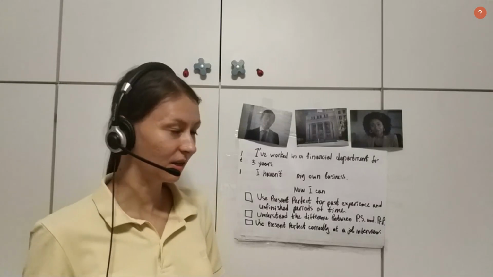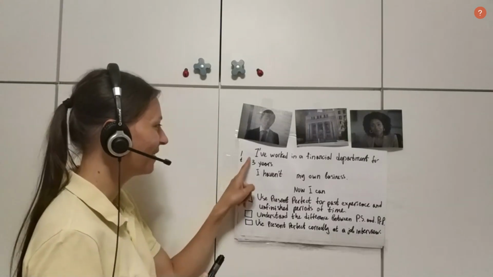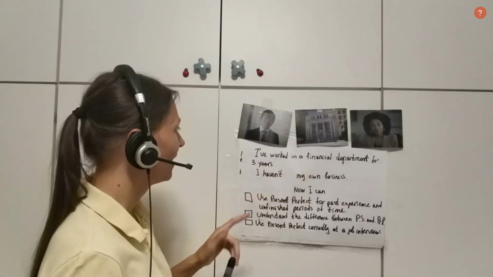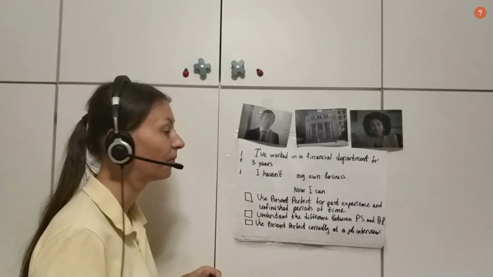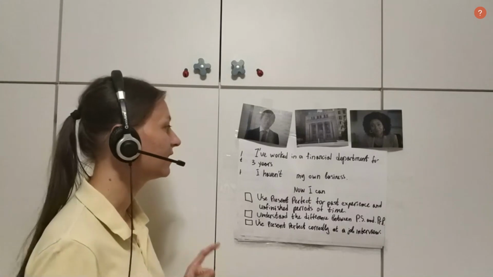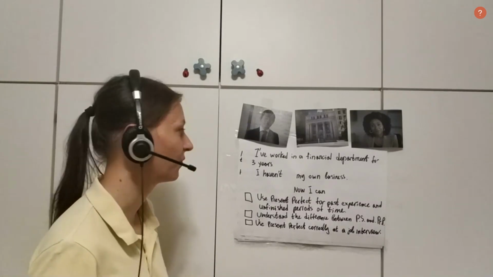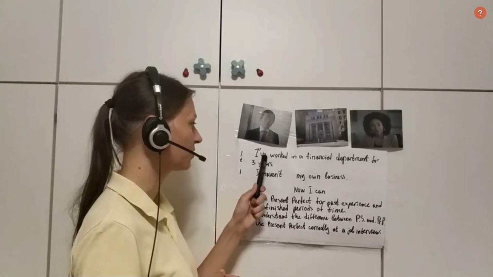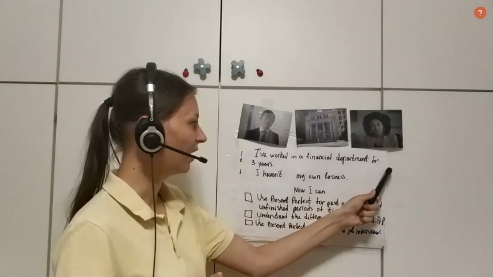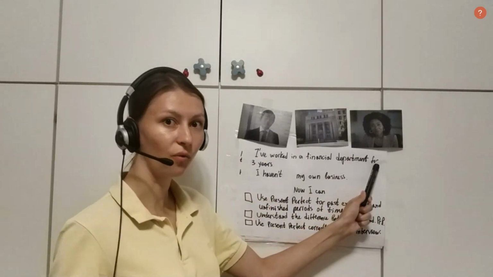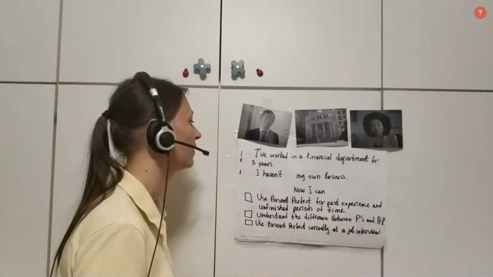So I was listening to you, and I've noticed this sentence. I have worked in financial department for 3 years. This sentence is very good. So this is perfect. You used a contraction, the short form. You added the time marker for. So this is fantastic.